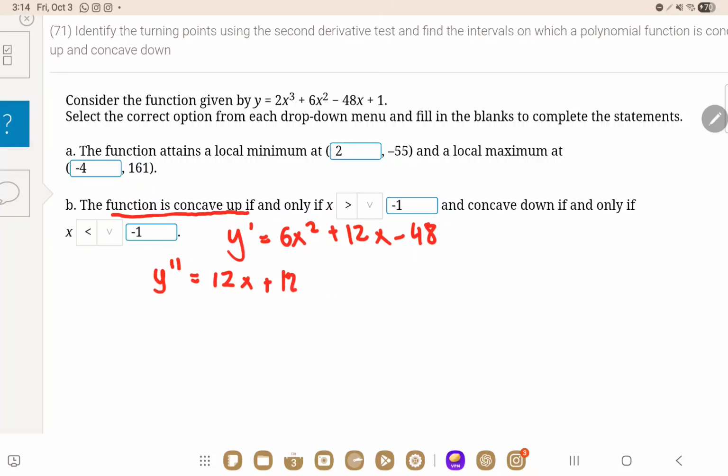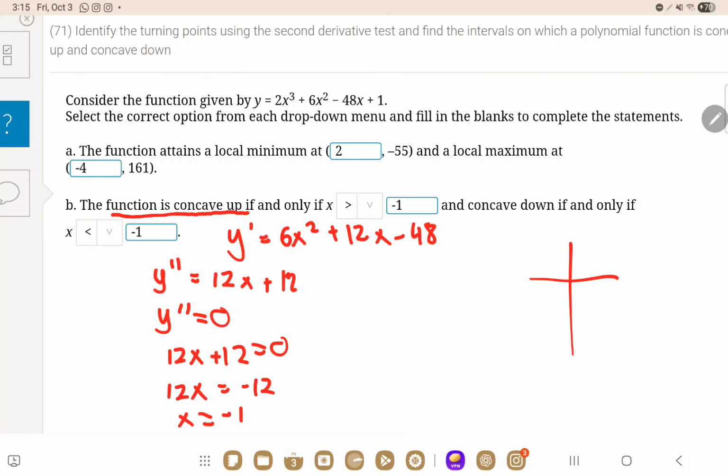That's it. Now you need to find what makes y prime prime 0. So it's 12x plus 12 equals 0. 12x equals 12. Wait, this is positive 12. So it's 12x equals negative 12. So x equals -1. Okay? So this is our inflection point. So now we just draw a little graph like this, and this is -1.